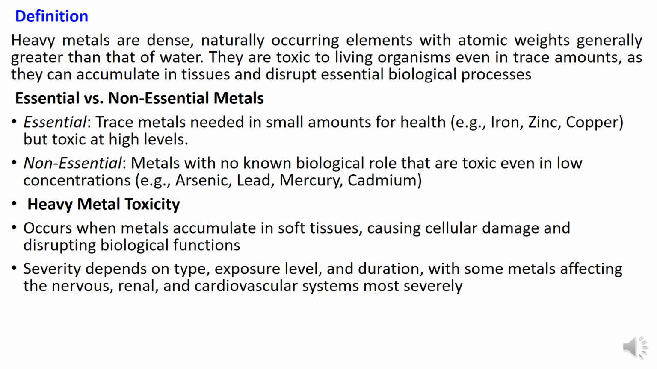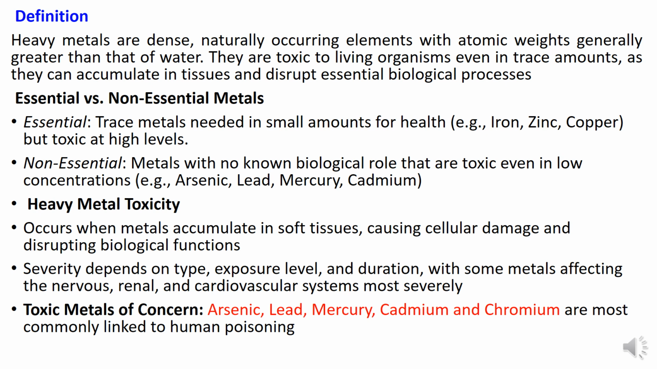What do you mean by heavy metal toxicity then? It occurs when metals accumulate in soft tissues, causing cellular damage and disrupting biological functions. The severity depends on various factors such as exposure level, duration, and also the type of metal. What are the commonest heavy metals that could cause many problems to humans and other environmental animals? Arsenic, lead, mercury, cadmium, and chromium.